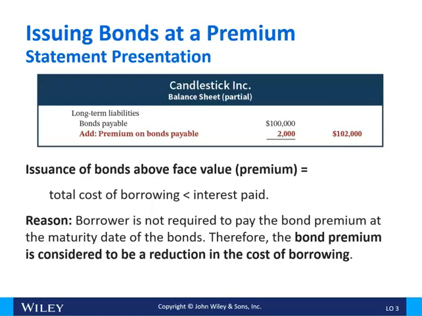Premium. Bonds sell at a premium, so we're going to receive more than the face value. On the statement, we have a premium on bonds payable. Again, it's a contra account, but in this case, it adds to bonds payable to get our carrying value, $102,000. Our total cost of borrowing is less than interest paid. The reason is the borrower is not required to pay the bond premium at the maturity date of the bond. Therefore, the bond premium is considered to be a reduction in the cost of borrowing.